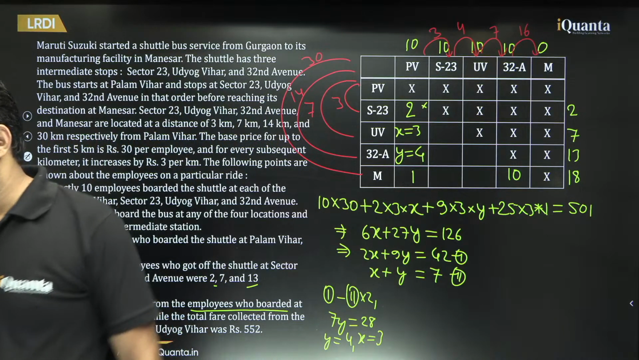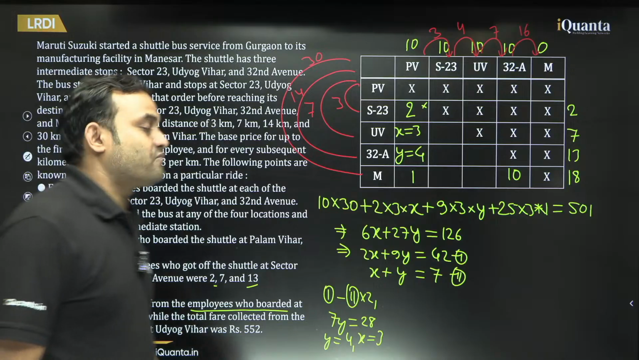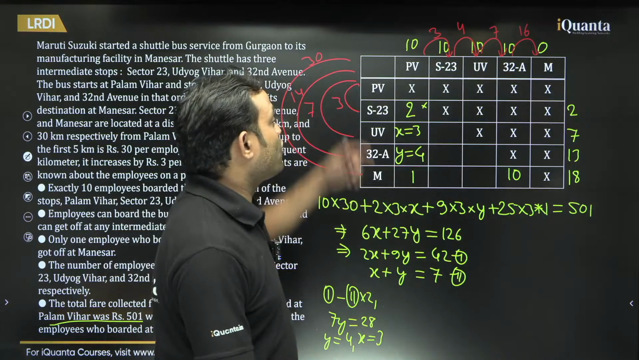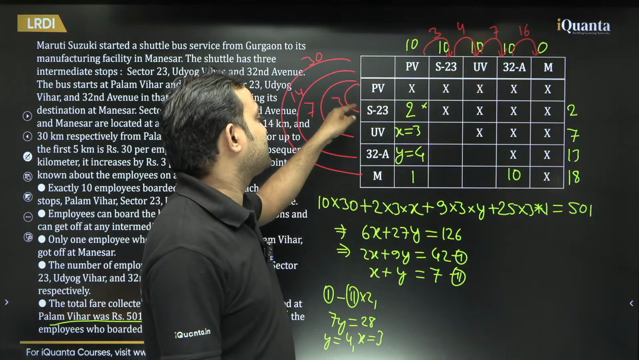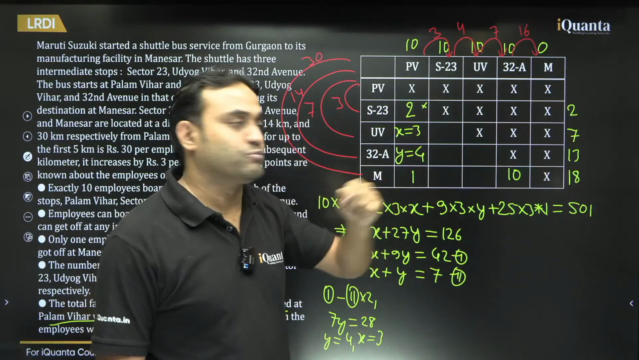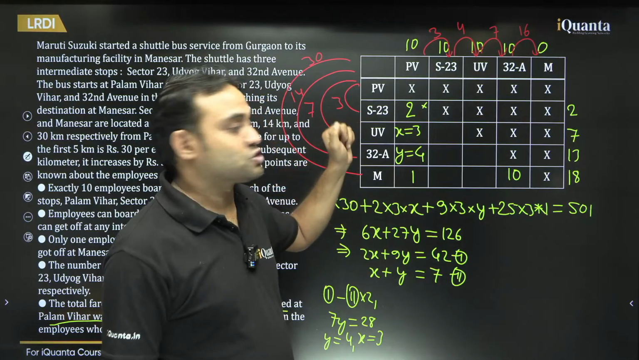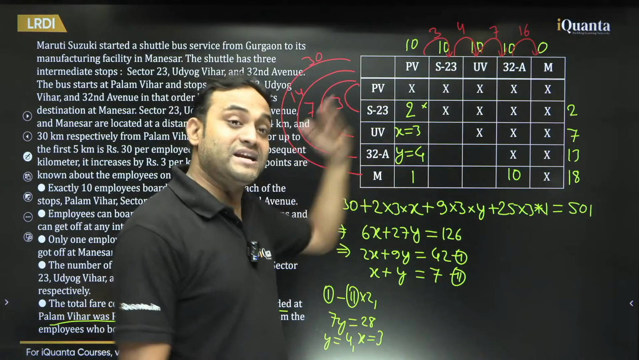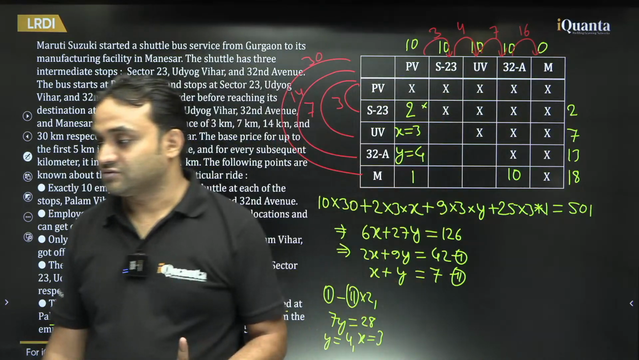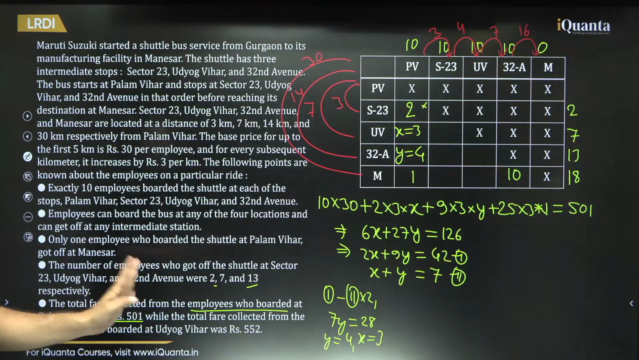Okay. So we got the values of the number of employees who boarded at Palam Vihar and who get off at sector 23 stop, 2 employees. Udyog Vihar stop, 3 employees. 32nd Avenue stop, 4 employees, and Manesar directly 1 employee. Okay. So till now it should be clear.